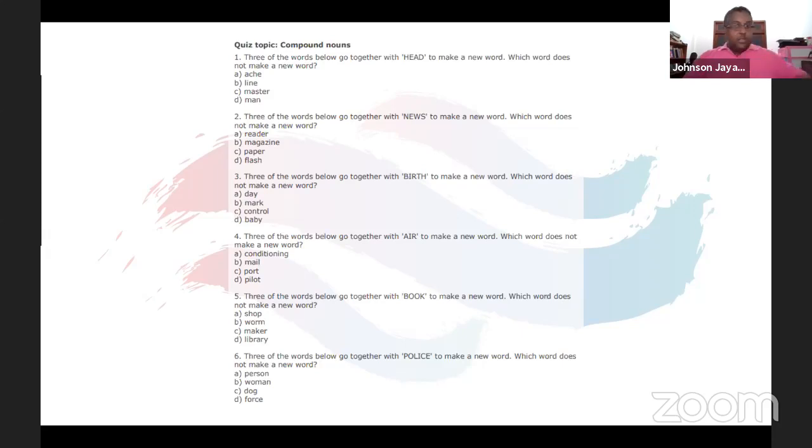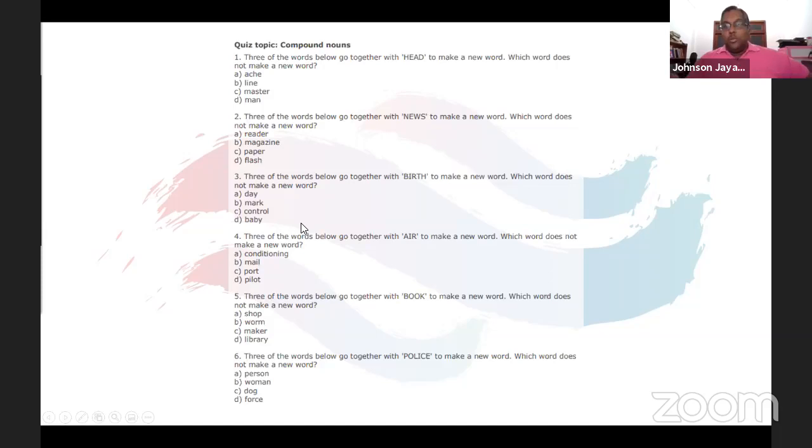Right. Let's look at the answers here. So here you can have news reader, you can have newspaper, you can have news flash, but you can't have news magazine. Magazine is on its own. So news reader, newspaper, news flash.